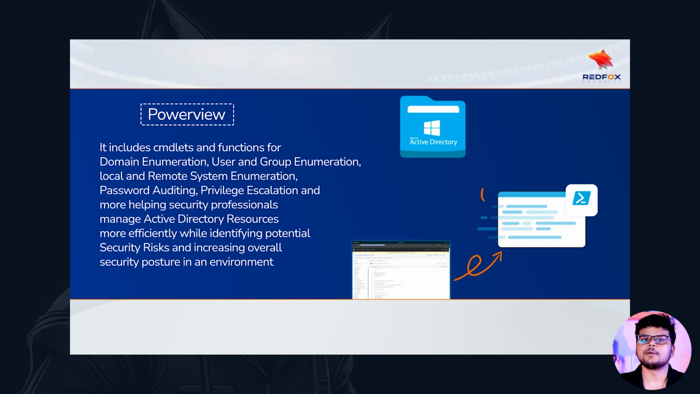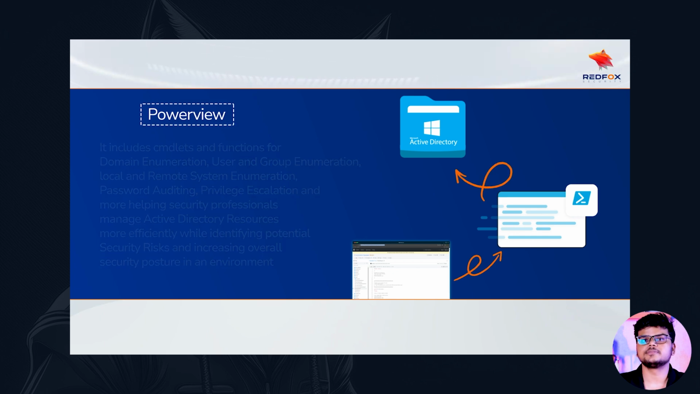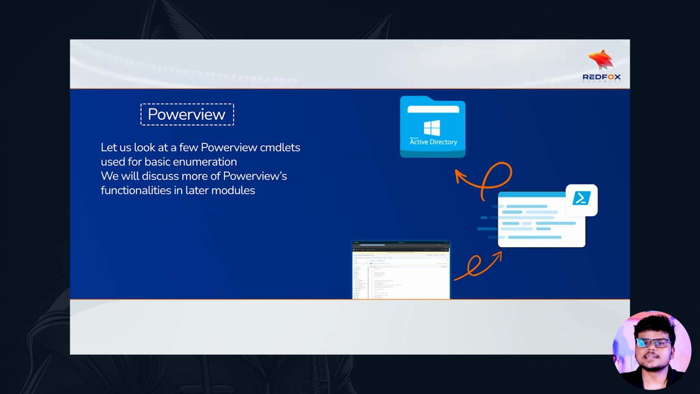It includes commandlets and functions for domain enumeration, users and group enumeration, local and remote system enumeration, password auditing, privilege escalation, and more, helping security professionals manage Active Directory resources more efficiently while identifying potential security risks and increasing overall security posture in an environment. Let us look at a few PowerShell commandlets used for basic enumeration. We will discuss more of PowerView's functionalities in a later module.